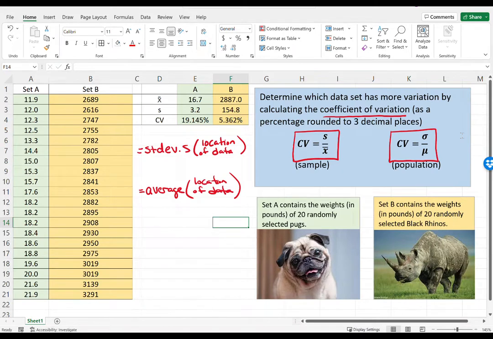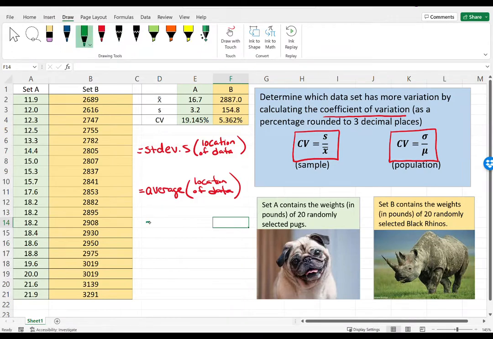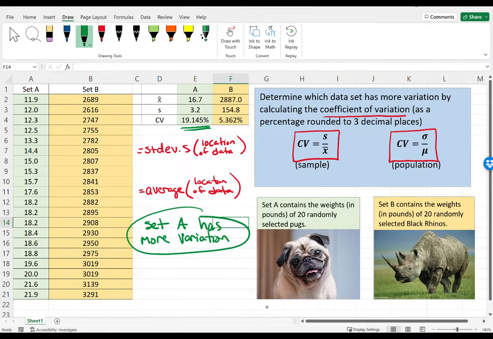So now the coefficient of variation is used to compare 2 or more sets to each other and answer the question, which set has more variation? And in this example, based on these results, it looks like set A, the weights of the 20 randomly selected pugs, has more variation, even though the range of set A was only 10, while the range of set B was about 600.